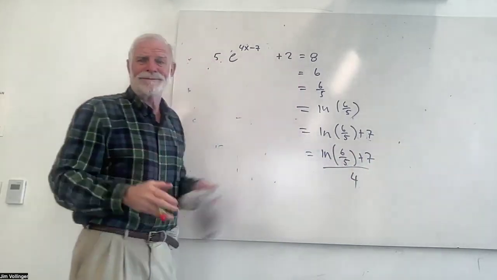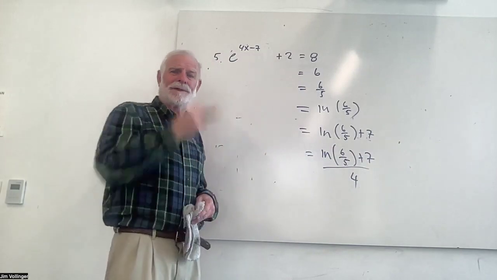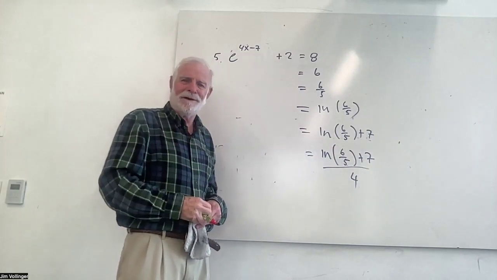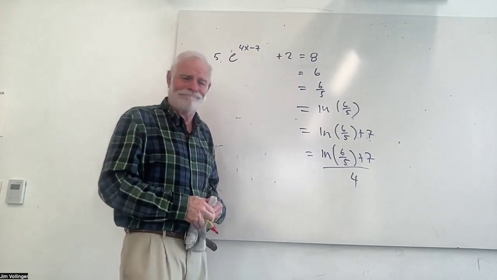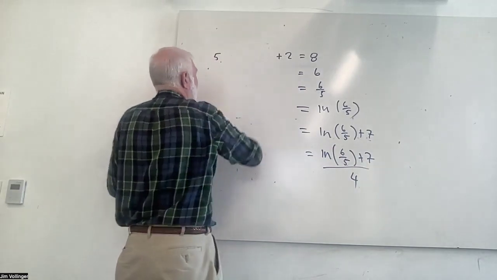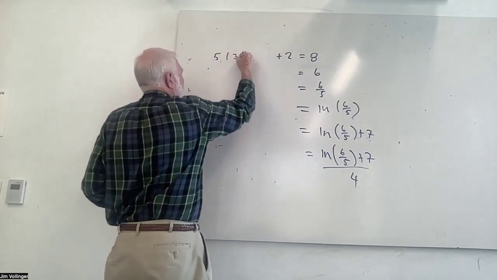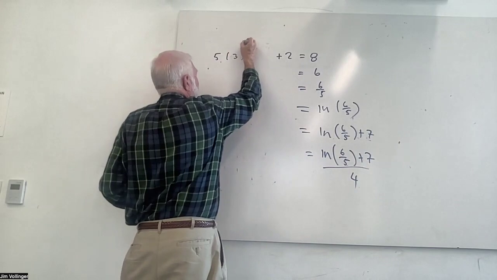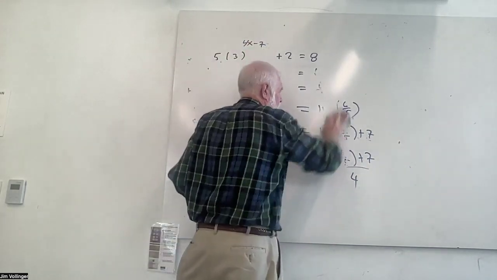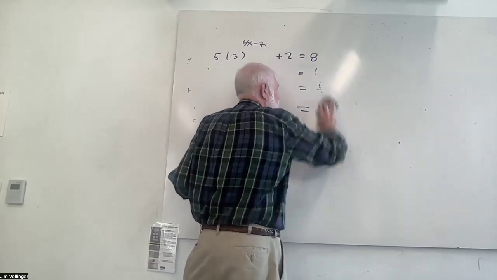And I got an answer. Wow, with the thought process. The inverse operations of evaluation. But I didn't mean to write E. No, I didn't mean to write that. I meant to write 3 to the 4x minus 7. That's what I really meant. So we gotta do this again. Yeah, guess we gotta do it again.